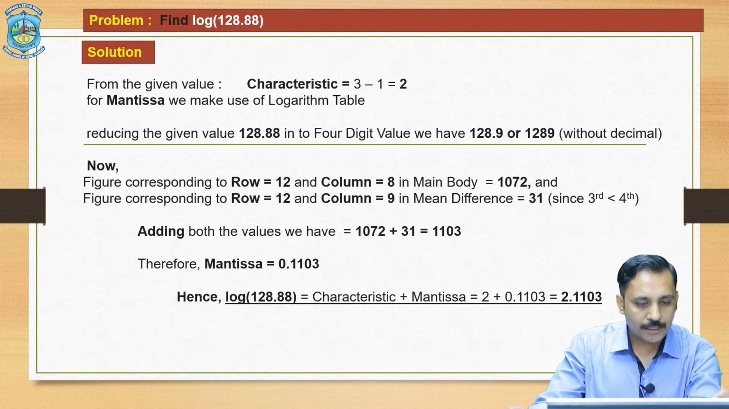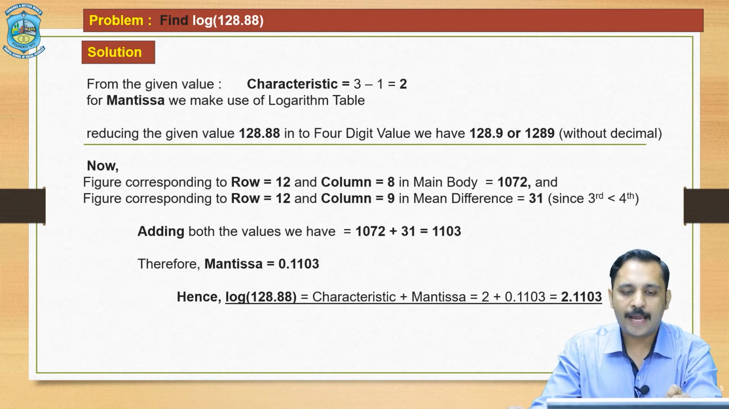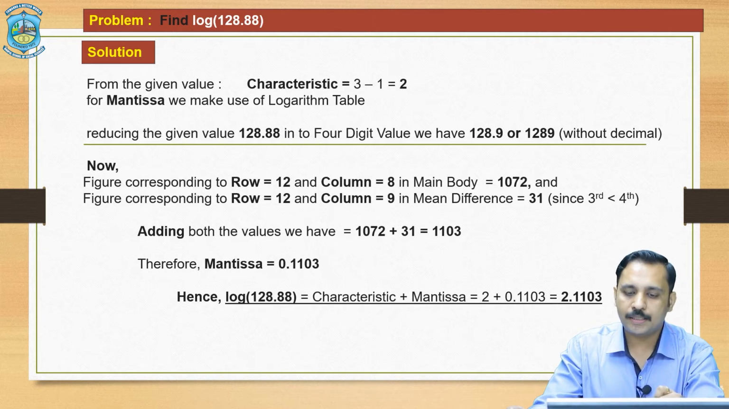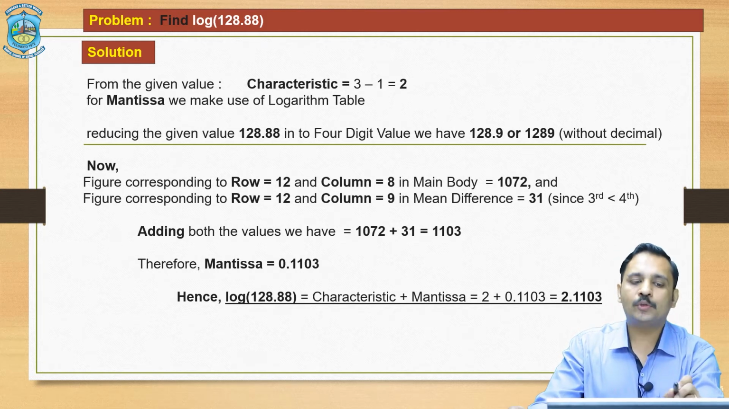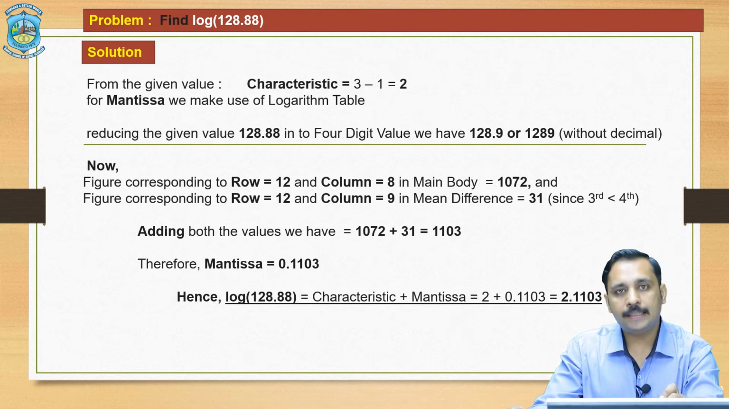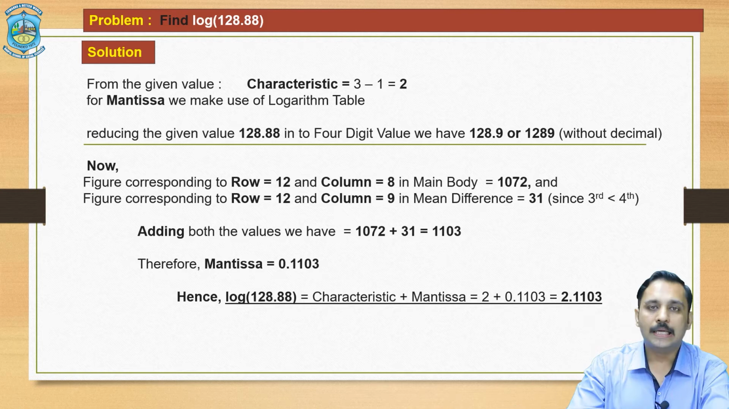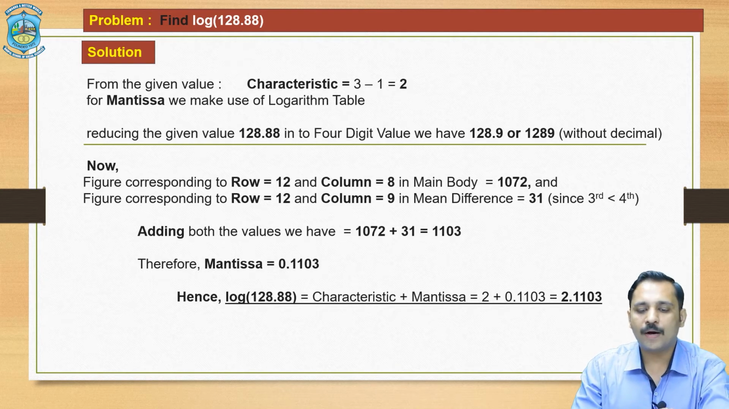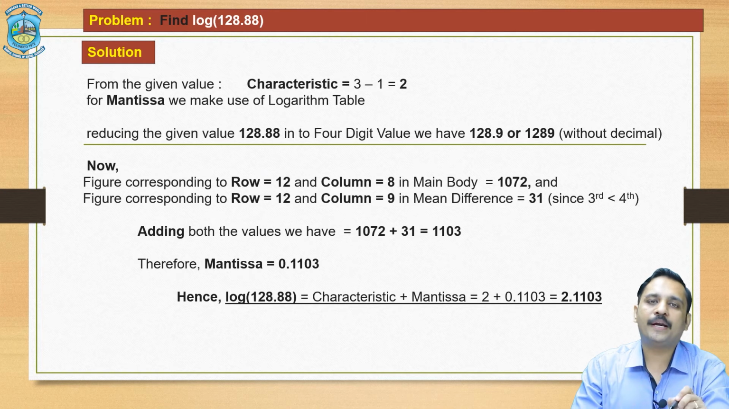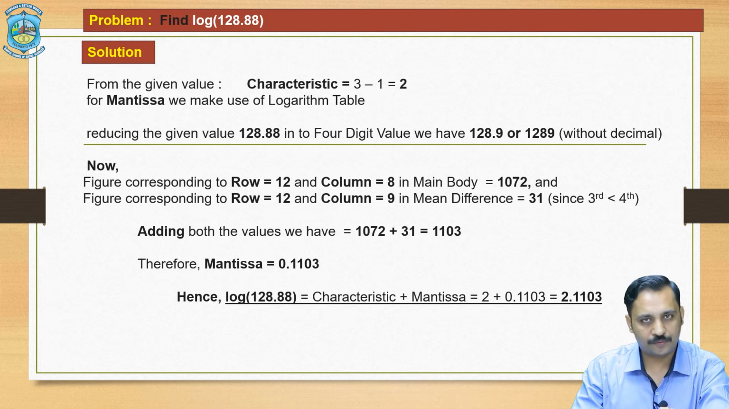Let us see how. Now the figure corresponding to row number 12 and column number 8 in the main body is equal to 1072. Similarly, the figure corresponding to row number 12 and column number 9 in the mean difference part is 31. Adding both the values, we have 1103. Now, putting a decimal before this value, we will get the mantissa as 0.1103.